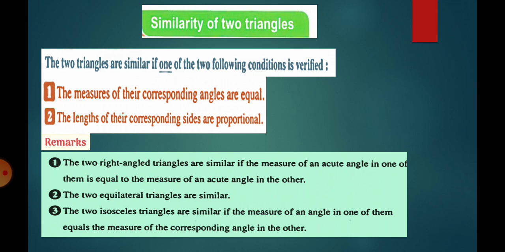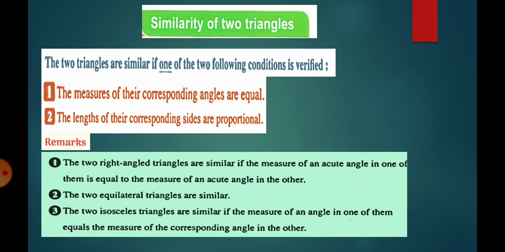The two equilateral triangles are similar. An equilateral triangle is regular. We know all regular polygons with the same number of sides are similar. All equilateral triangles are similar. All squares are similar. All regular hexagons are similar. Then all equilateral triangles are similar.